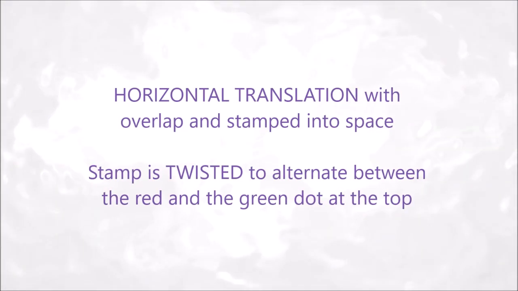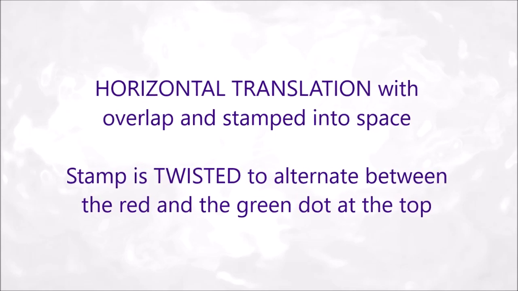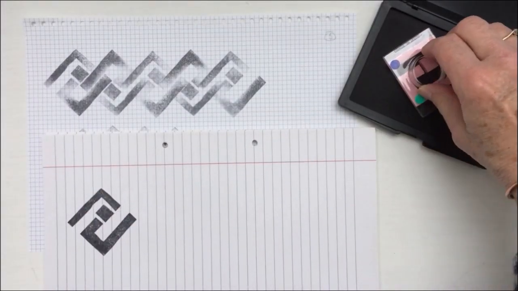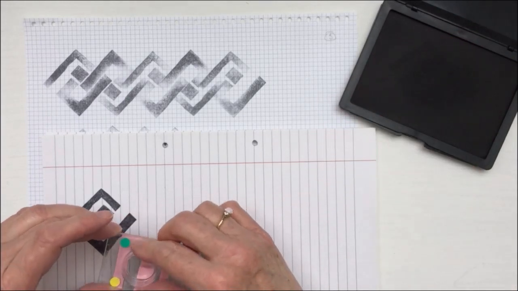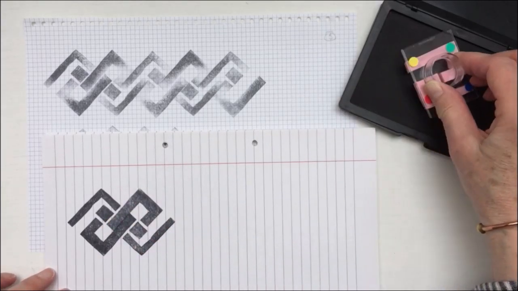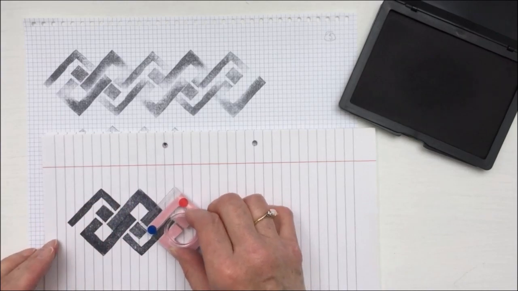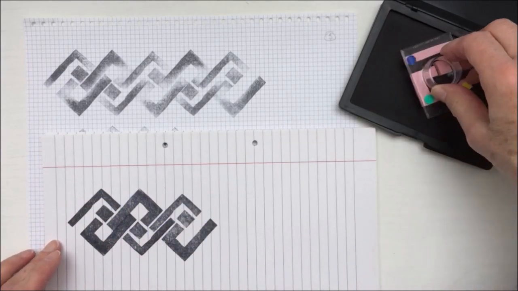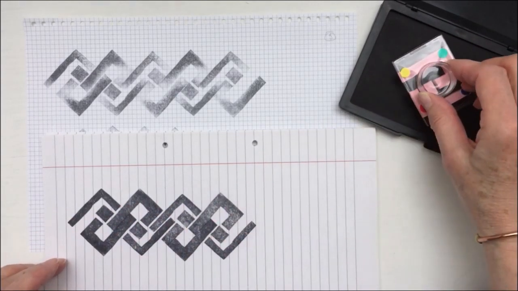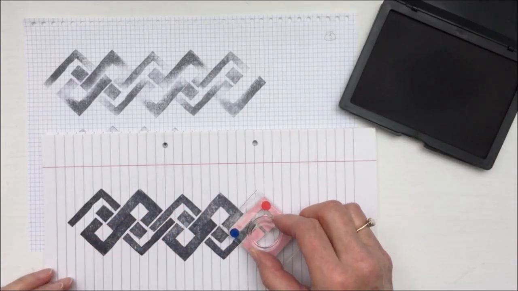Horizontal translation with overlap and stamped into space. The stamp is twisted to alternate between the red and the green dot at the top. I decided I quite like this one because of its alternating up and down loops and the way the dots shift in height. So we should be looking at this one when it comes to turning one of these designs into a lace pattern.